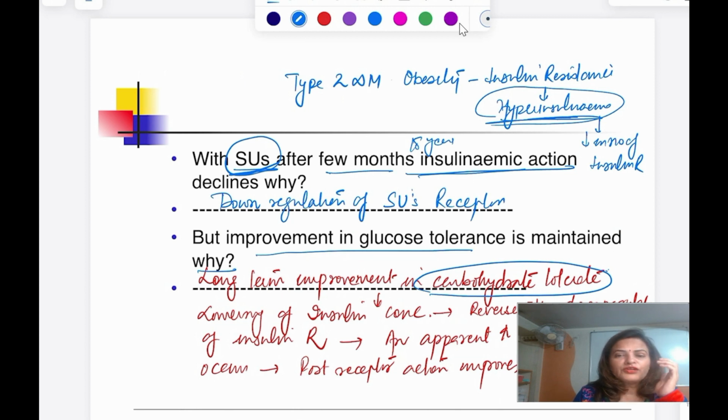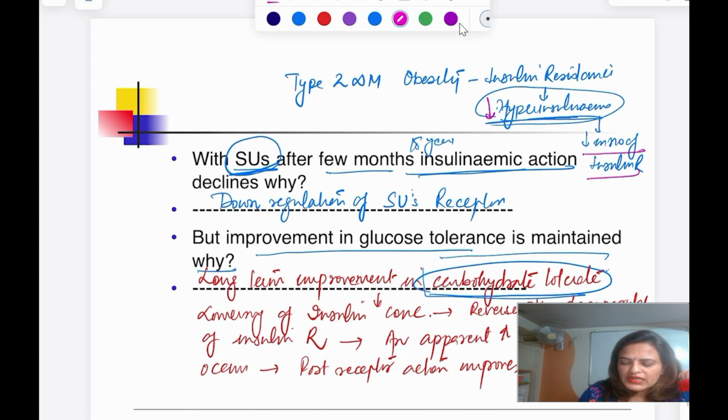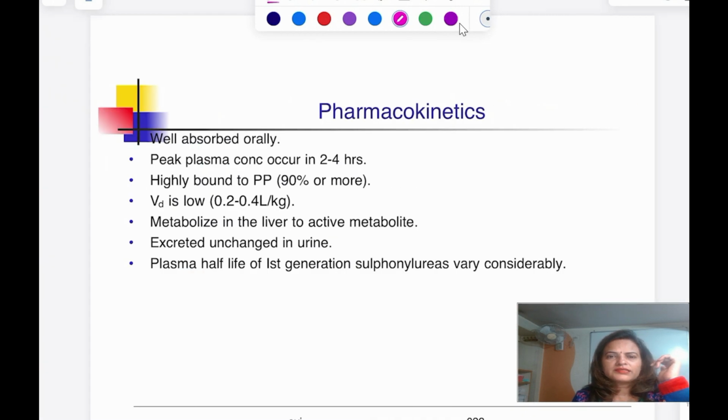Now with the sulfonylurea group of drugs, there is improvement in the carbohydrate tolerance, and that is going to decrease this level of hyperinsulinemia, and there is an apparent increase in the number of insulin receptors. Because of that, the improvement in glucose tolerance is maintained, though the insulinemic action of the sulfonylurea group of drugs declines.